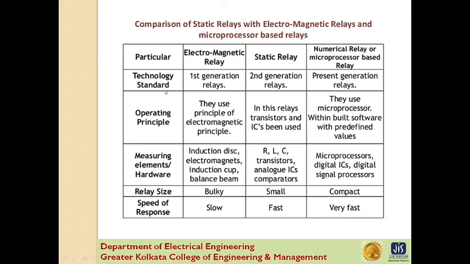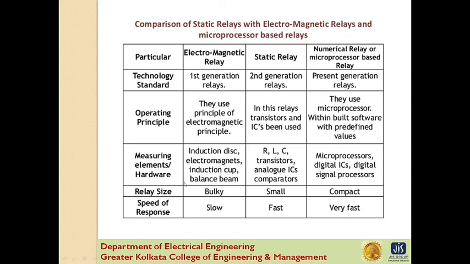Next is the comparison of static relay with electromagnetic relay and microprocessor based relay. As per technology standard, electromagnetic relay is a first generation relay, static relay is a second generation relay, and microprocessor based relay is the present generation relay. Operating principle: electromagnetic relay uses the electromagnetic principle. In static relay, transistors and ICs are used. Numerical based relay uses a microprocessor with built-in software and predefined values.